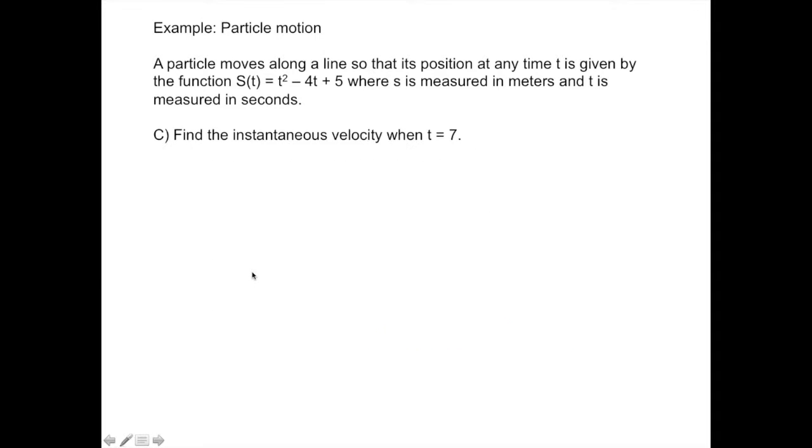Part C is the instantaneous velocity when t equals 7. Remember, we changed this value for this problem. So instantaneous velocity means the velocity at a specific point in time.